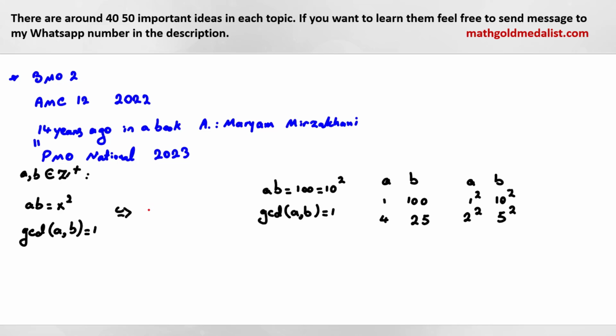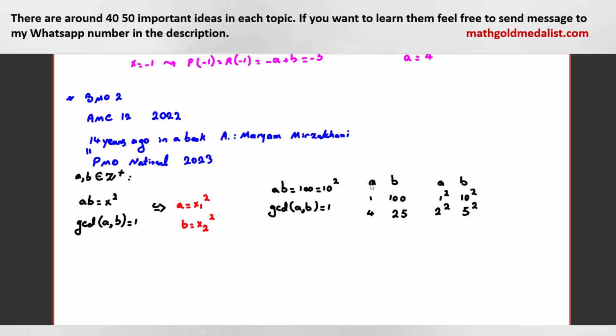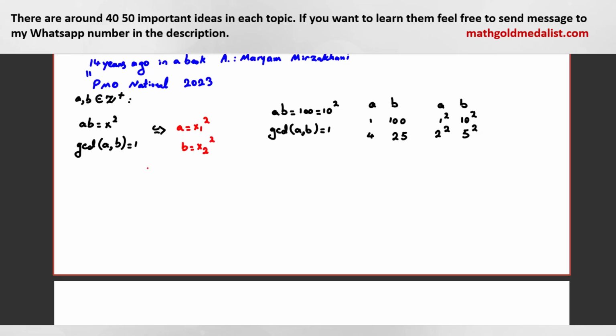Exactly. A, for example, is x1 squared, b is x2 squared. But if they are not relatively prime, you can't conclude this. For example, here, if they are not relatively prime, you can say a is 2, b is 50. Okay, it is the first one.